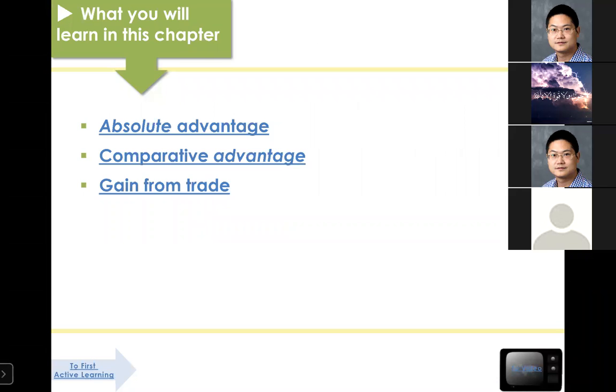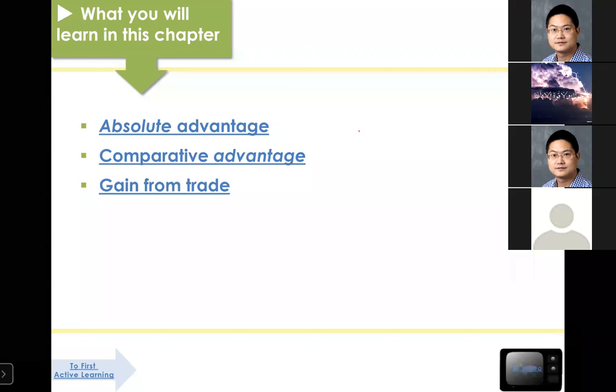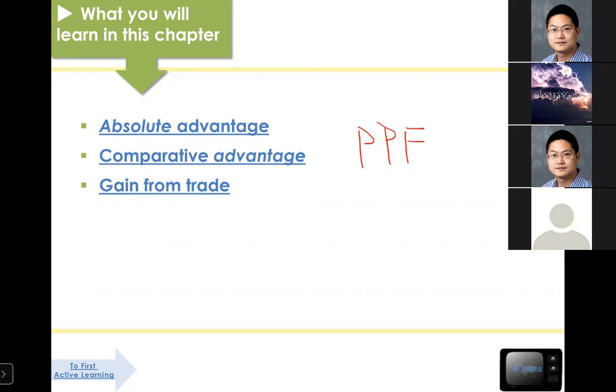So this is a roadmap for this chapter. We are going to discuss absolute advantage, comparative advantage. And then, once we understand comparative advantage, we are going to learn how we can gain from trade. When we talk about comparative advantage, we are going to rely on PPF. This is a concept we just learned in the previous chapter, right? In the previous chapter, we talked about PPF, which stands for production possibility frontier.